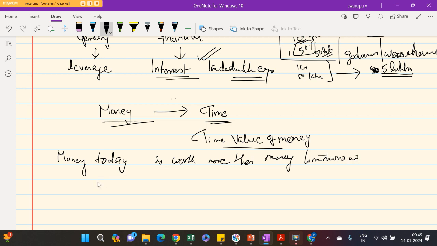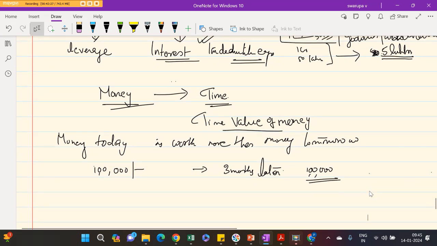Another example, you have done a project for one company, okay, and the rate fixed is 1 lakh for that project. The company is telling you, I will not pay you 1 lakh this month, I will pay you 1 lakh 3 months later. Now, what will be your decision? Will you tell, okay, it is just 3 months, what is there? Let him pay me the same 1 lakh after 3 months. Is it the right decision?